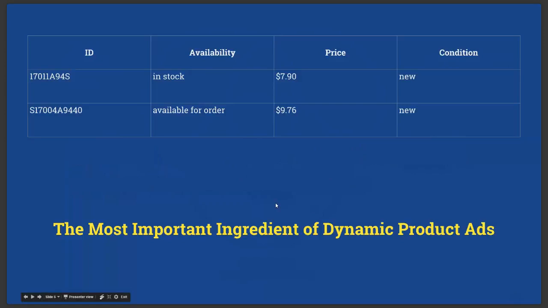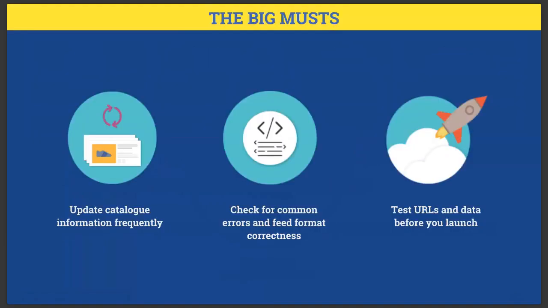What happens is, depending on a user's intent, the ad which is shown to the user is customized using the information from the product catalog. Looked at this way, we realize that your product catalog is what enables the dynamic part of a dynamic ad. Having understood this, these are, in our opinion, some of the most important points when it comes to a product catalog. One, you must update the product catalog information frequently.